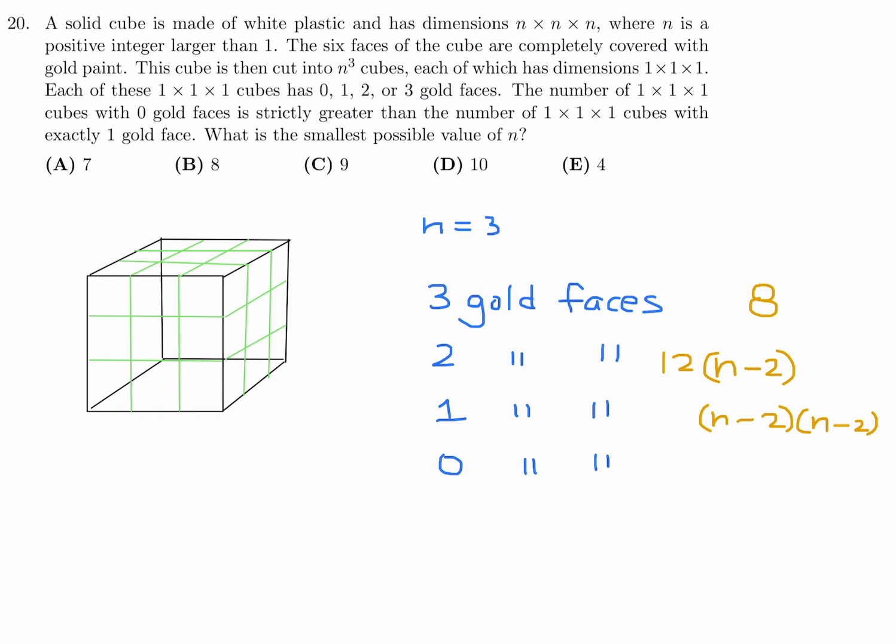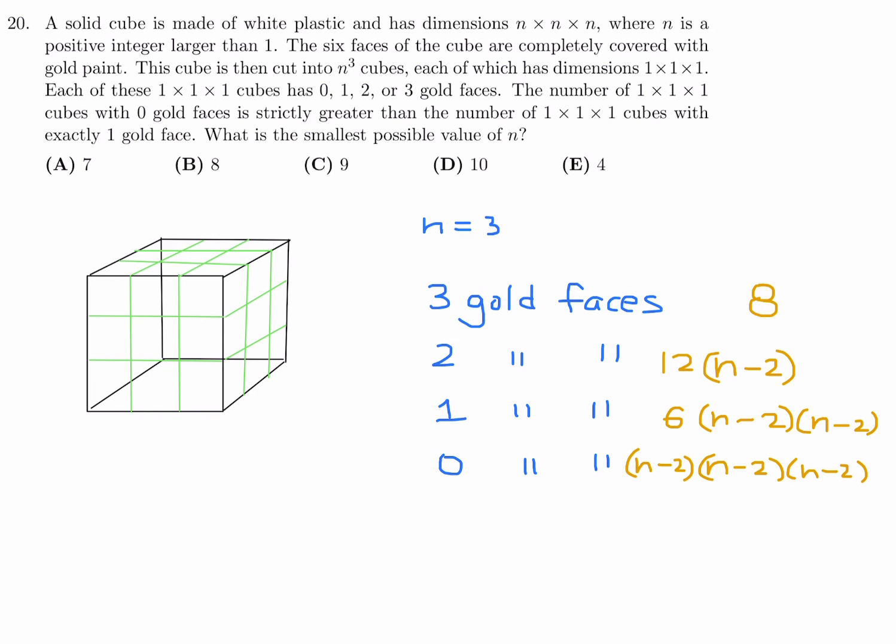Because it's going to be this times that. And the dimension of this is n minus 2, and the dimension of this is n minus 2. And then there's 6 faces, so each of those will have that, so you multiply by 6. And then 0 gold faces is the ones in the middle that you can't see. And that is basically a cube itself, n minus 2 times n minus 2 times n minus 2.